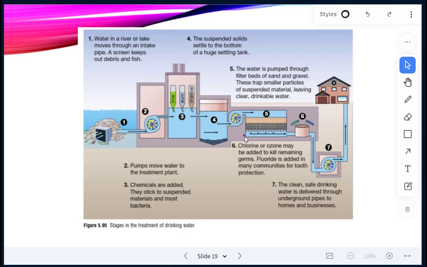Here, the water gets pumped through filter beds of sand and gravel. Here, smaller particles are going to get trapped, leaving that water clear as well as drinkable. But at number six, chlorine or ozone may be added to kill any remaining germs and bacteria. Fluoride may also be added in many communities for tooth protection. And then lastly, that clean, safe drinking water is now delivered through underground pipes to homes and businesses.